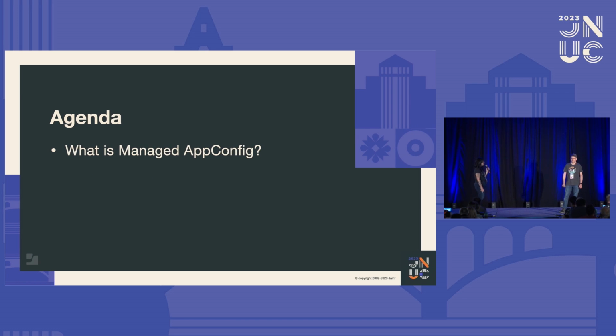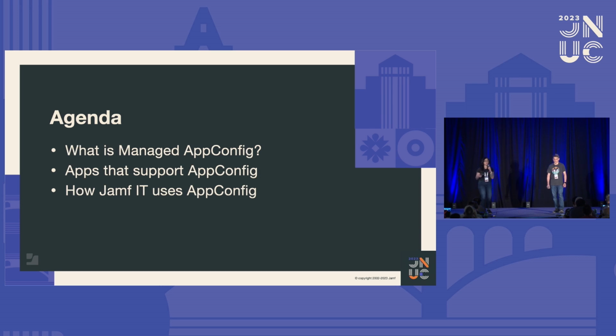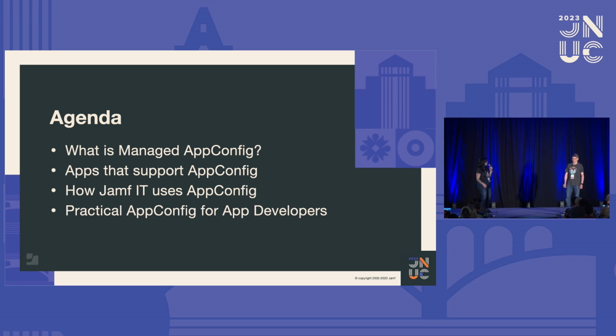So on today's agenda, we're going to cover what is managed app config, how it works, and apps that support app config, probably not an extensive list, but at least some core ones that I think a lot of the audience are going to recognize and you likely use at your own organizations. We'll take a look at some examples of how our team uses app config internally for our own employees at Jamf. And we will go through some practical app config considerations for app developers.